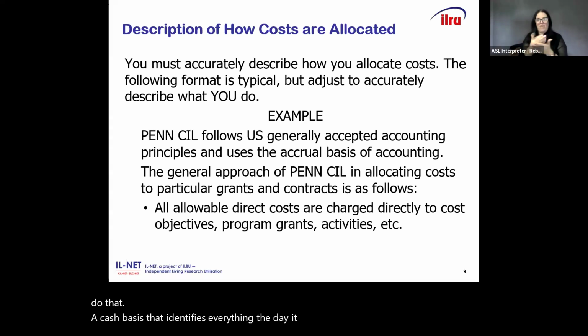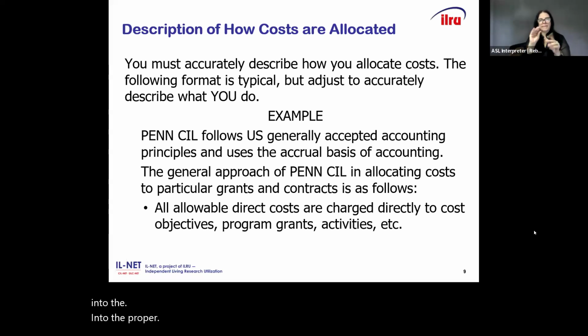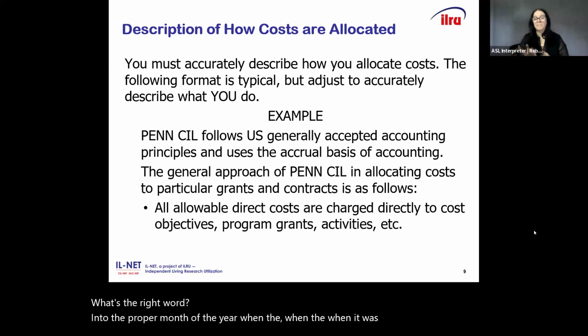An accrual basis makes it go back into the proper month of the year when it was happening.